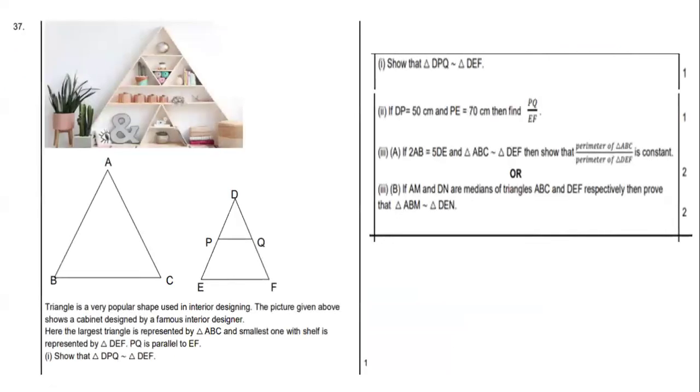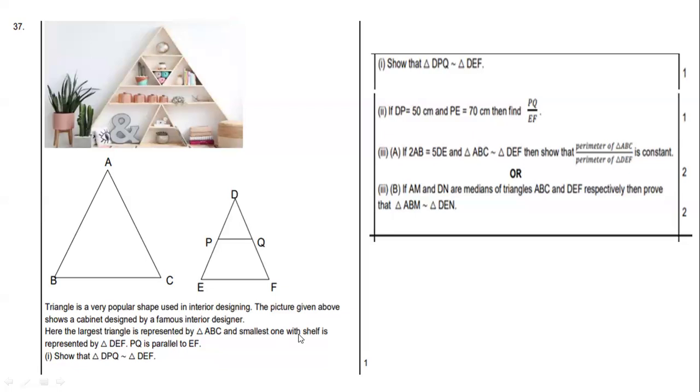This is the next question. Now see here. This is a triangular shaped showpiece, a shelf it is. So triangle is a very popular shape used in interior designing. The picture used above shows a cabinet designed by a famous interior designer. Here the largest triangle is represented by triangle ABC, which is the largest triangle, this one. And we have named it as ABC.